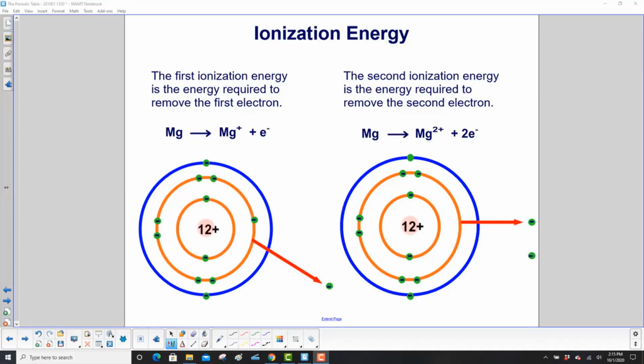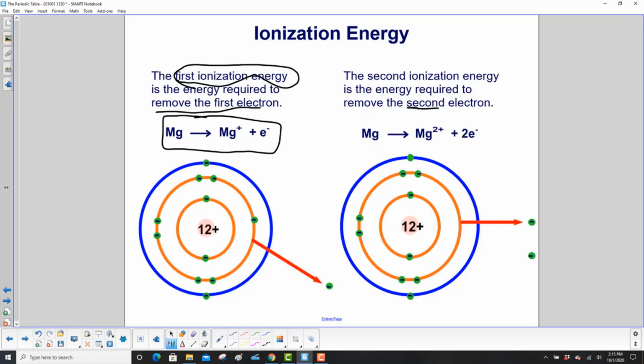The first ionization energy is the energy required to remove the first electron, which we showed on the previous slide. The second ionization energy is the energy required to remove the second electron. So now we've got 2 electrons taken out. So magnesium goes into magnesium 2 plus and 2 electrons. And that's the second ionization energy.